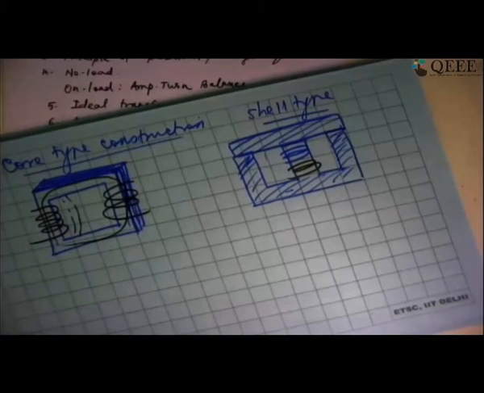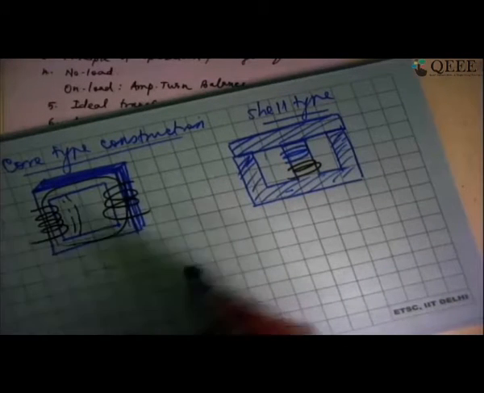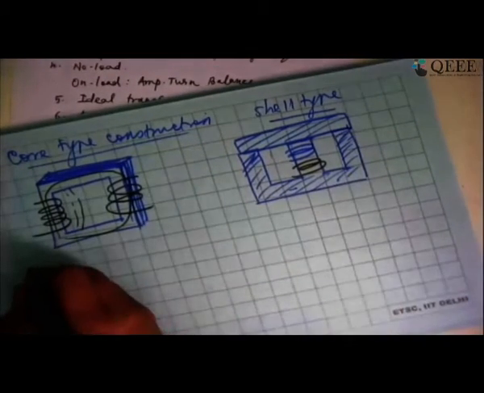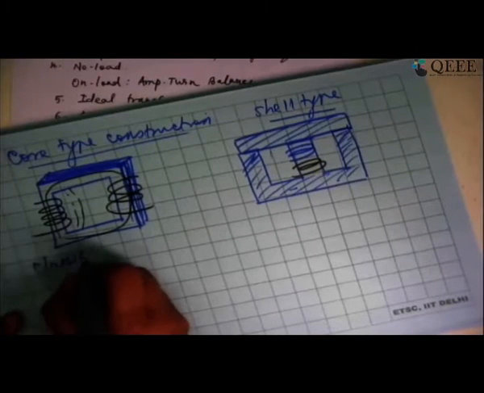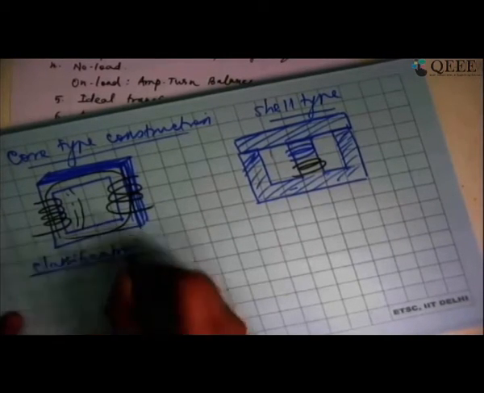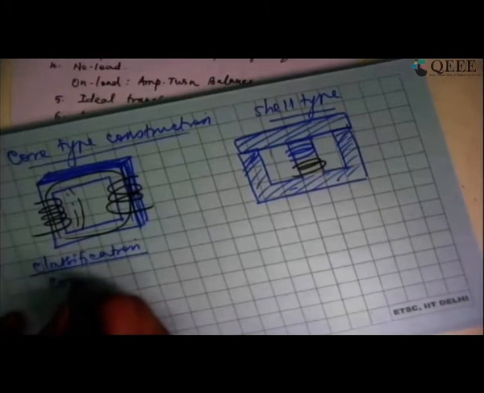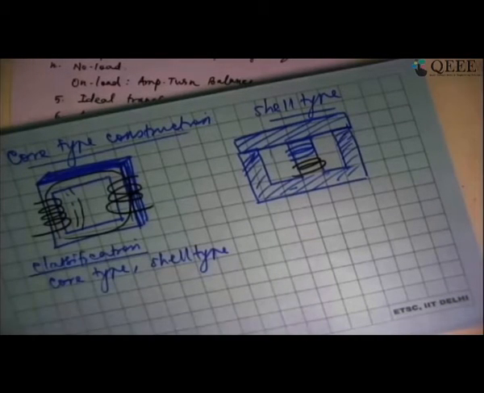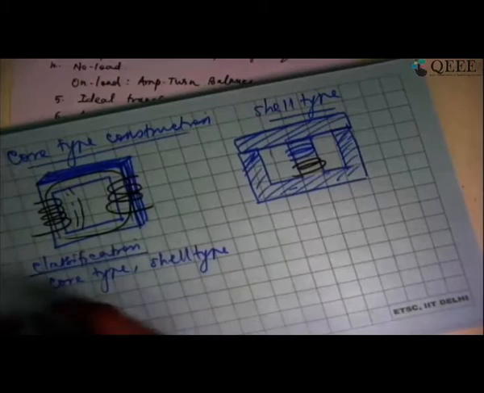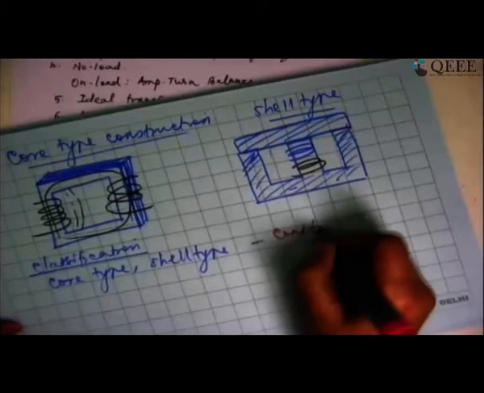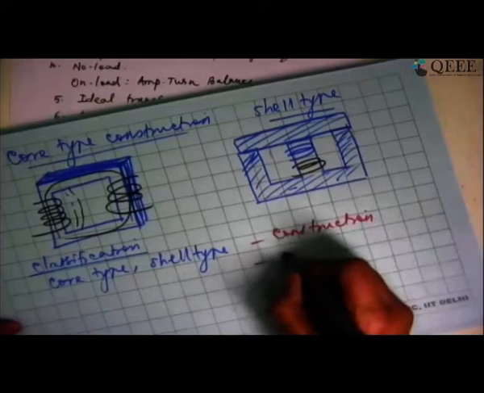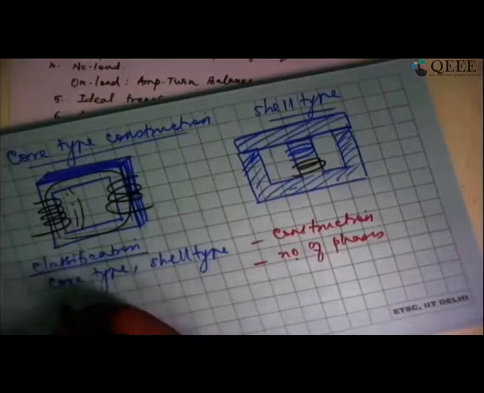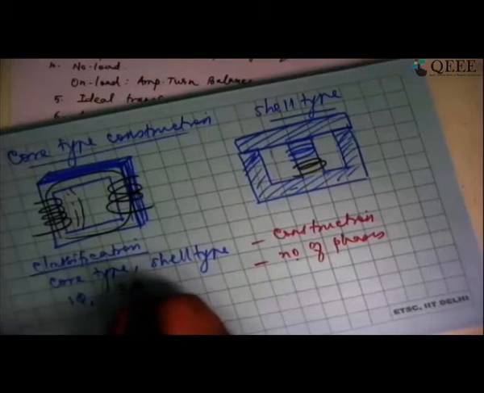Leaking of flux happens more in core type construction, whereas in shell type you would not see so much leakage. There are other classifications also for transformers. I told you that based on construction, it is core type and shell type. If I look at the number of phases, it can be a three-phase transformer or a single-phase transformer.